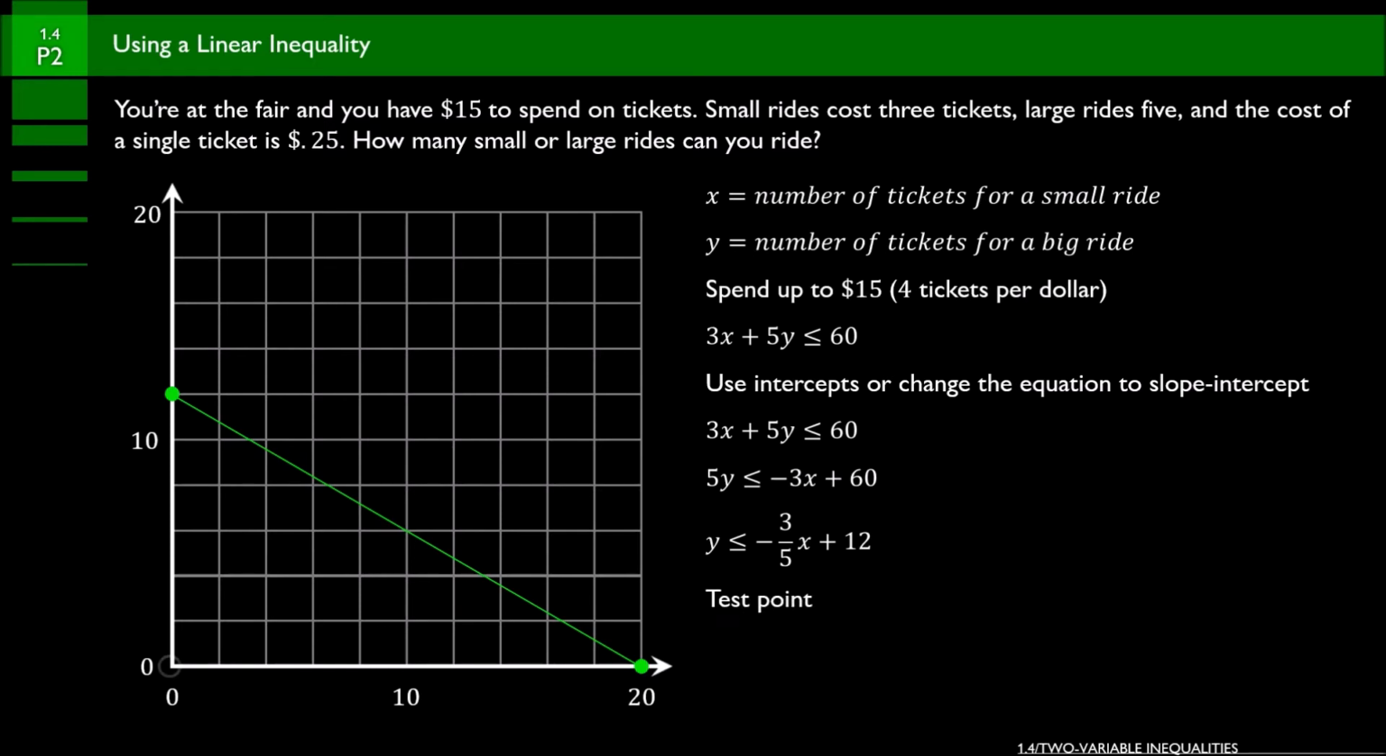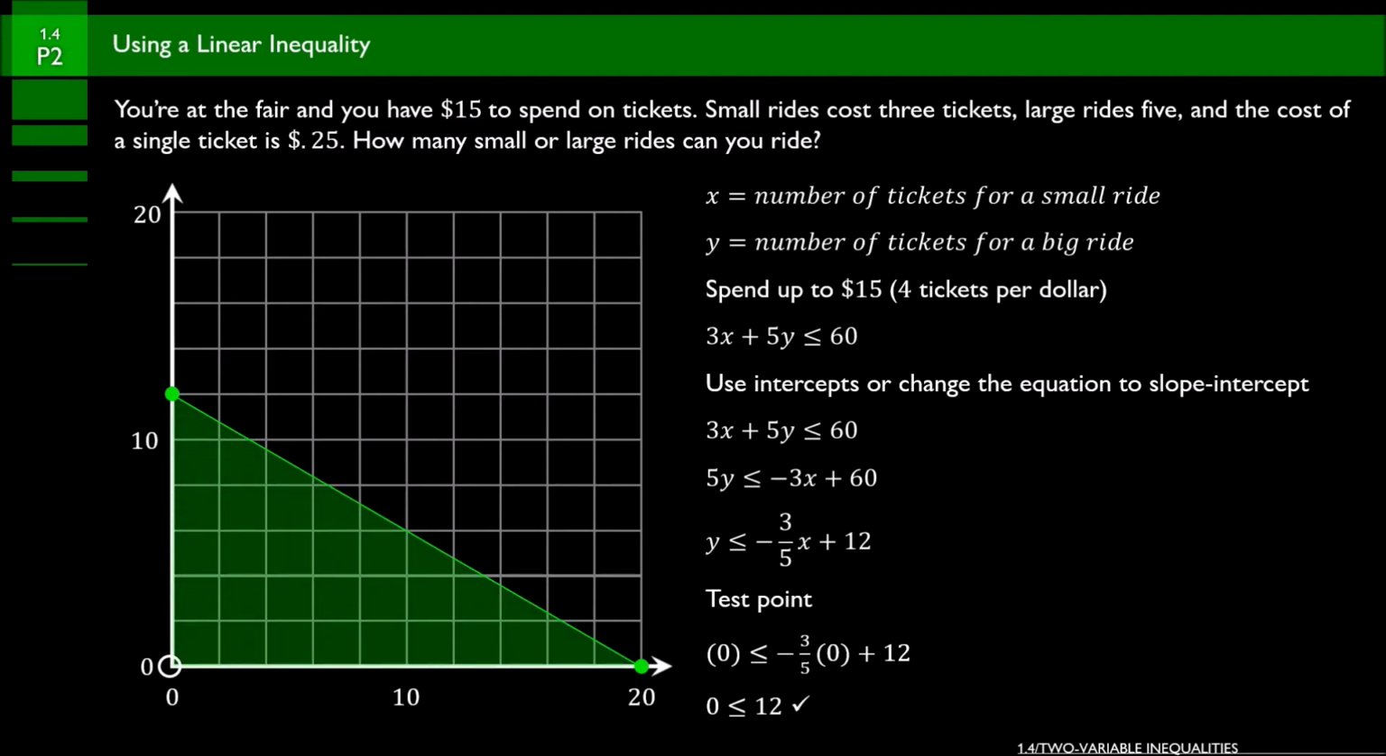Test point, again, we're going to use 0, 0 because the origin is available. And you can see we've got 0 is less than or equal to negative 3/5 times 0 plus 12. Negative 3/5 times 0 is 0, plus 12 is 12. And we get 0 is less than or equal to 12, which is a true statement, which means that the test point is part of our solutions. So we're going to shade everything underneath the solid line.